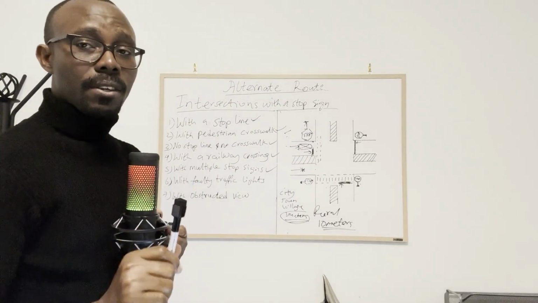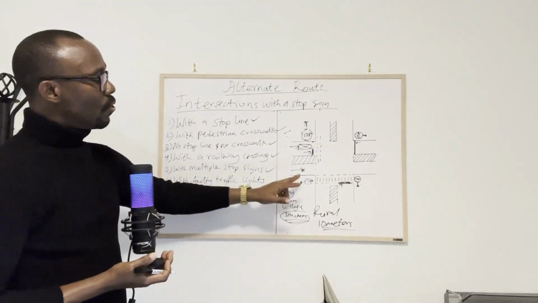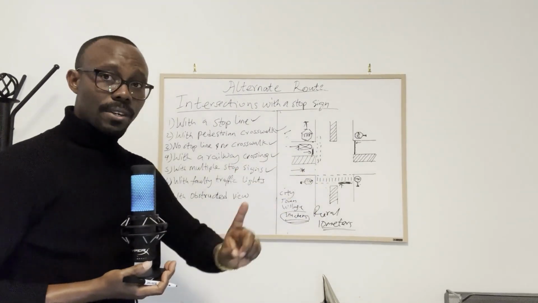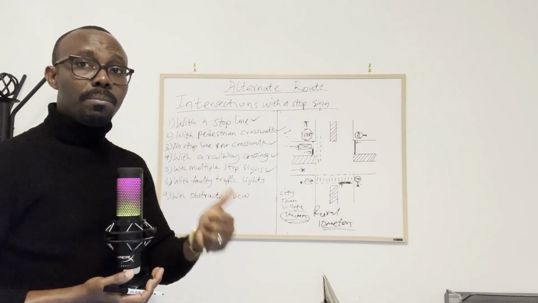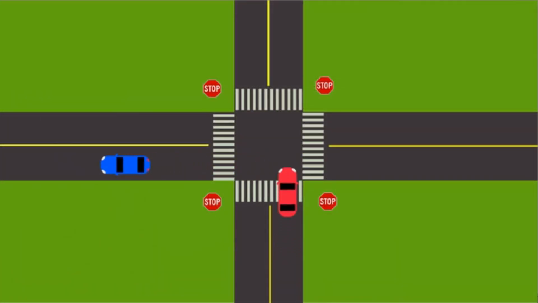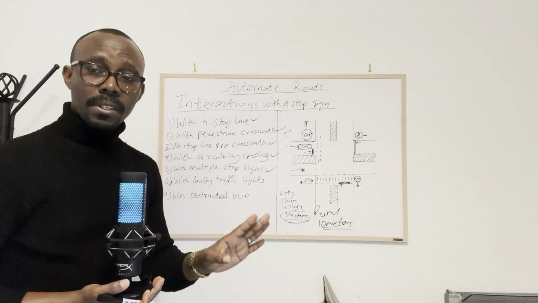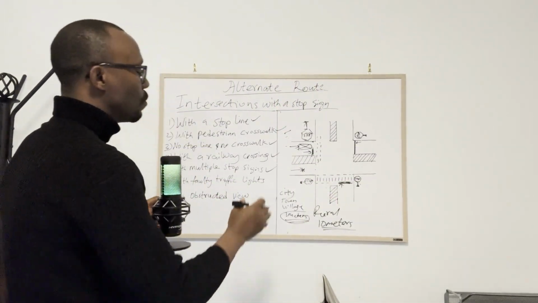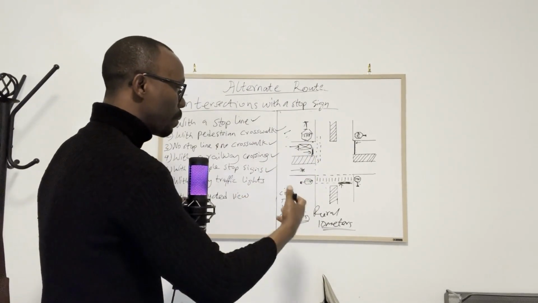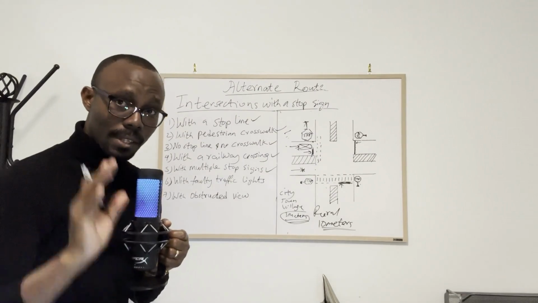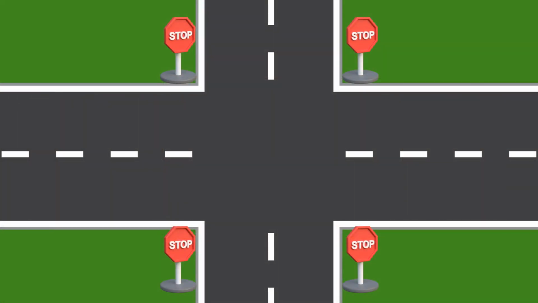But the most important thing you want to take note of here is that you have to yield the right of way to the vehicle on your right hand side if both of you arrive at the intersection at the same time. This is important, guys. If multiple vehicles arrive at an intersection with multiple stop signs at the same time, the vehicle on the right has the right of way.